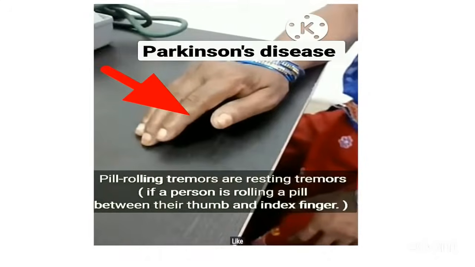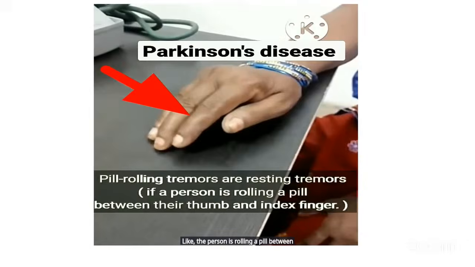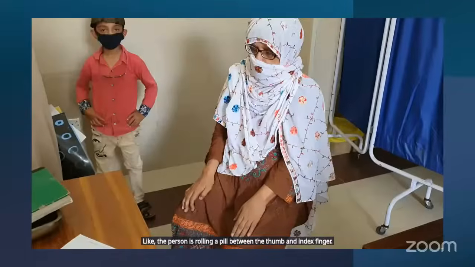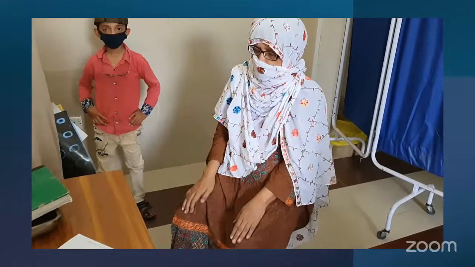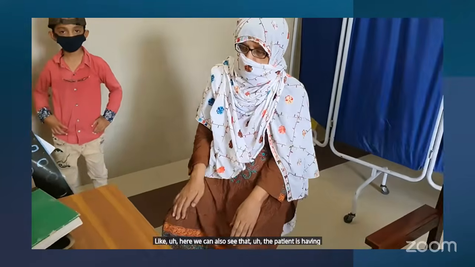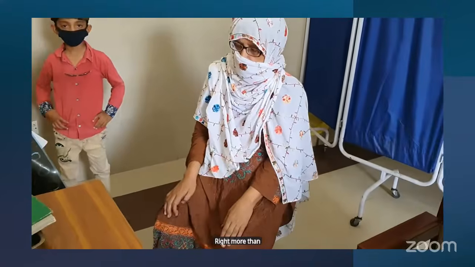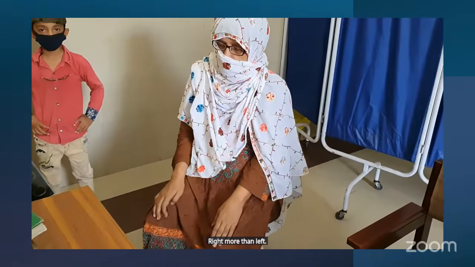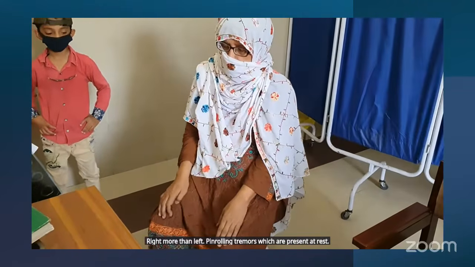Like the person is rolling a pill between the thumb and index finger. Like here we can also see that the patient is having bilateral tremors, right more than left, pill rolling tremors which are present at rest. Next.